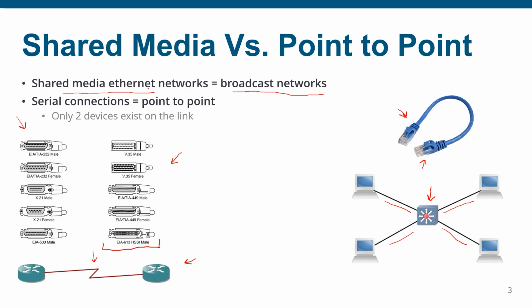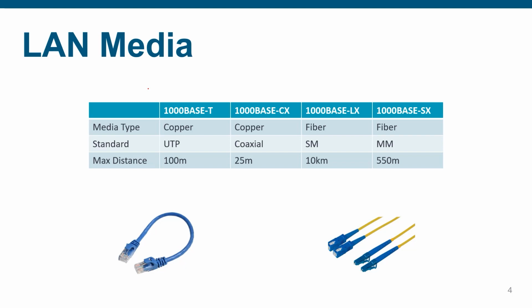And let's talk a bit more about our LAN media, or our local area network media. First, in this table, we can see that all 4 of these different types start with 1000 base. This represents 1000 megabits or 1 gigabit. These are all gigabit standards. Our 1000 base T is for our unshielded twisted pair. That is this standard Ethernet type cable here.